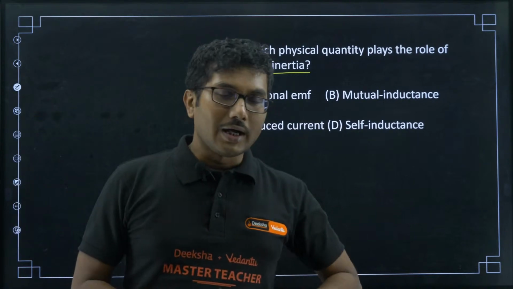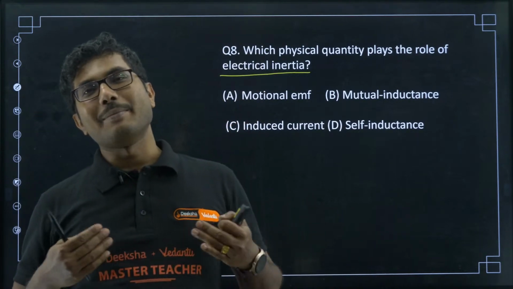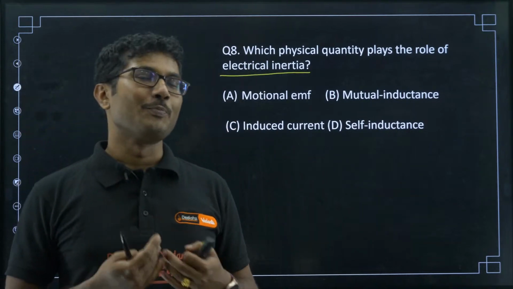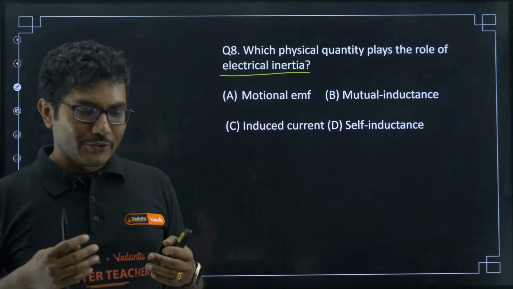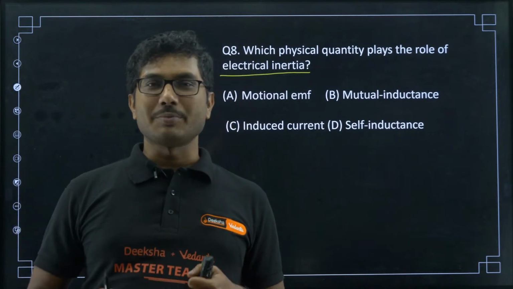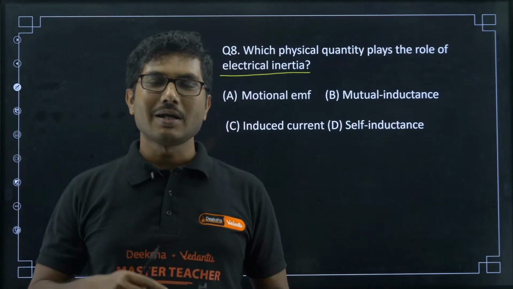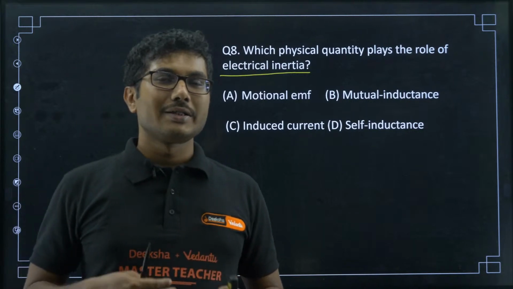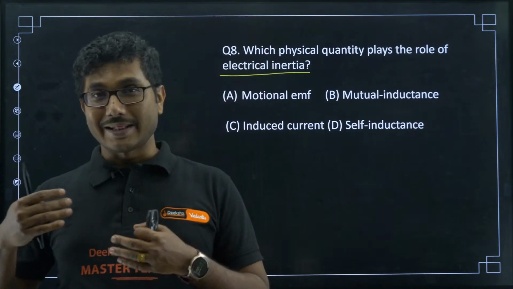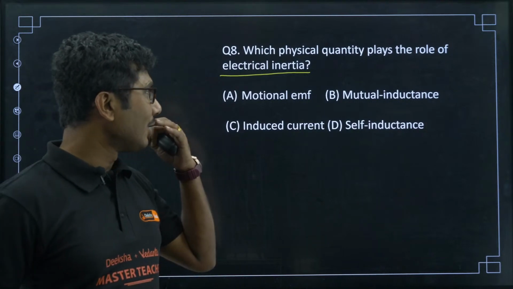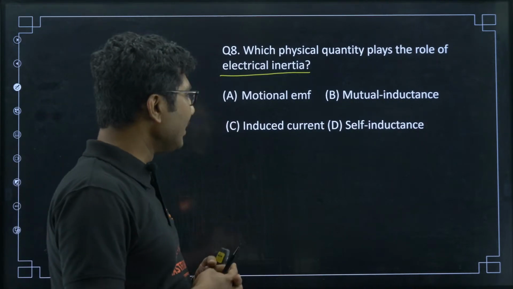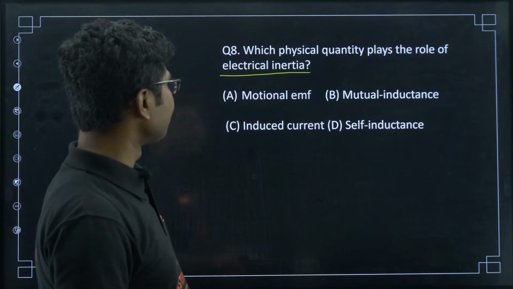For example, you want to stay back, lay back, you do not want to study. That is natural, that is the inertia within you, that is the physics, right. So you want to stay static, that is the inertia. Now electrical inertia means if the charge flows through a conductor, there is a property which tries to prohibit that motion of the charge, motion of the current through it, and that is called electrical inertia. What is that? Motional EMF, mutual inductance, induced current, self inductance.